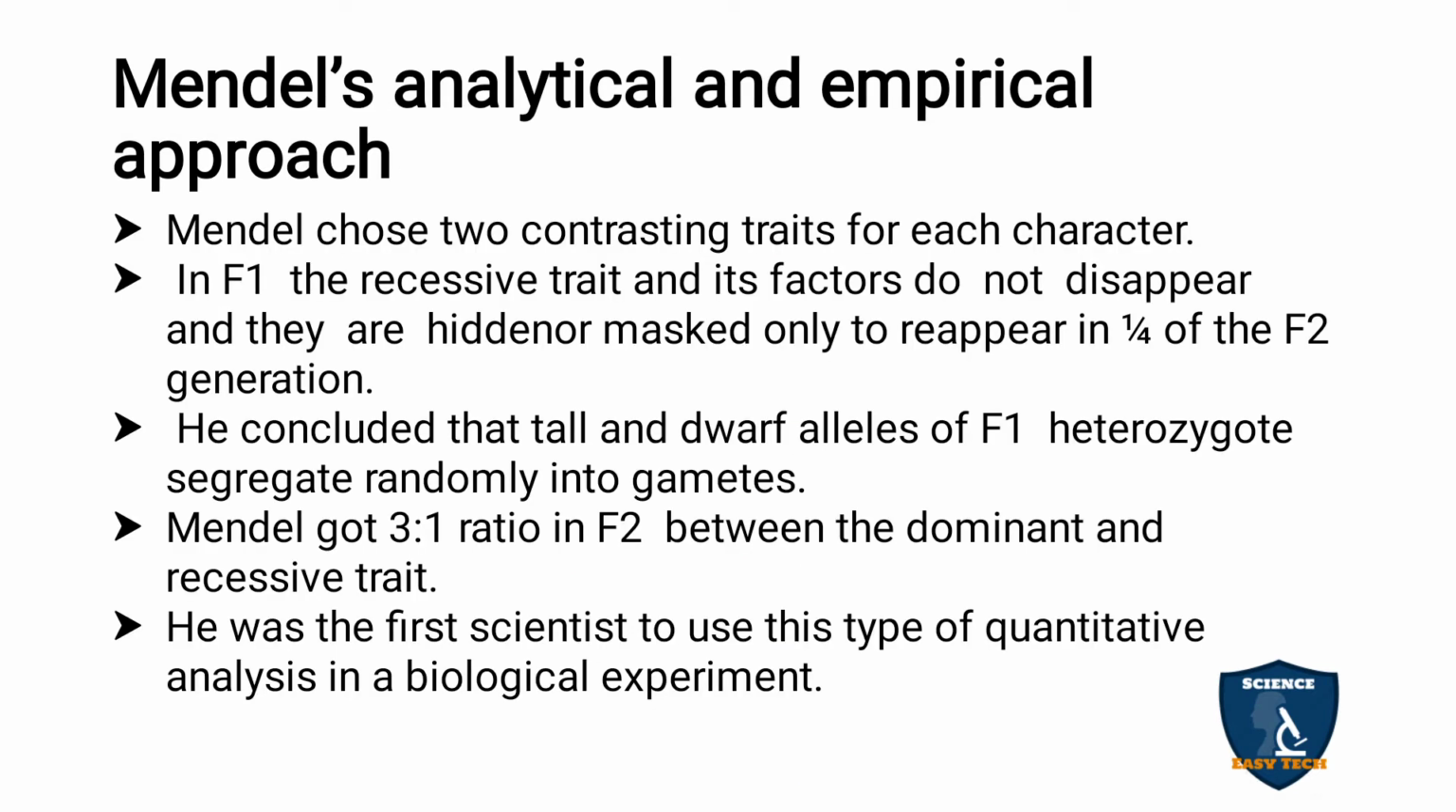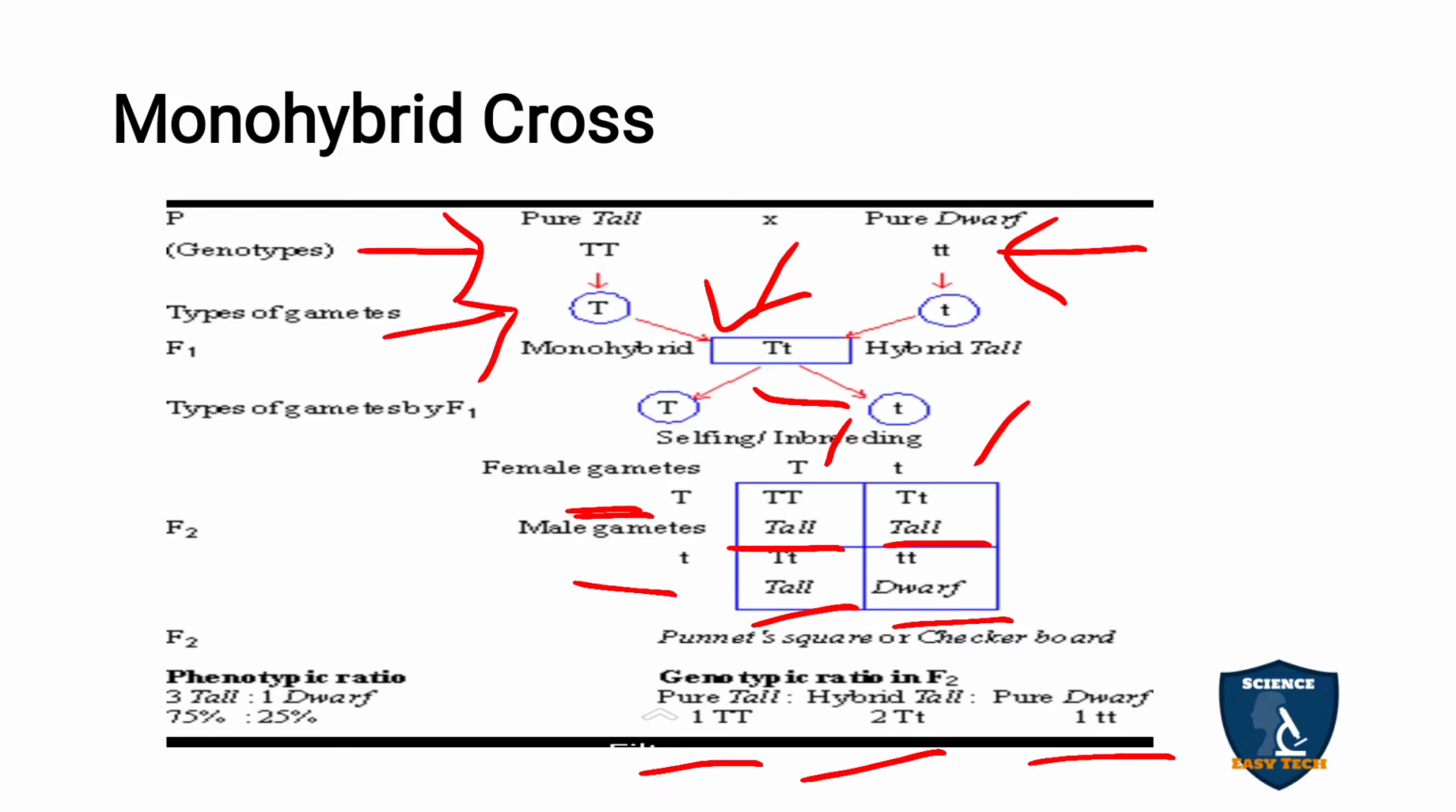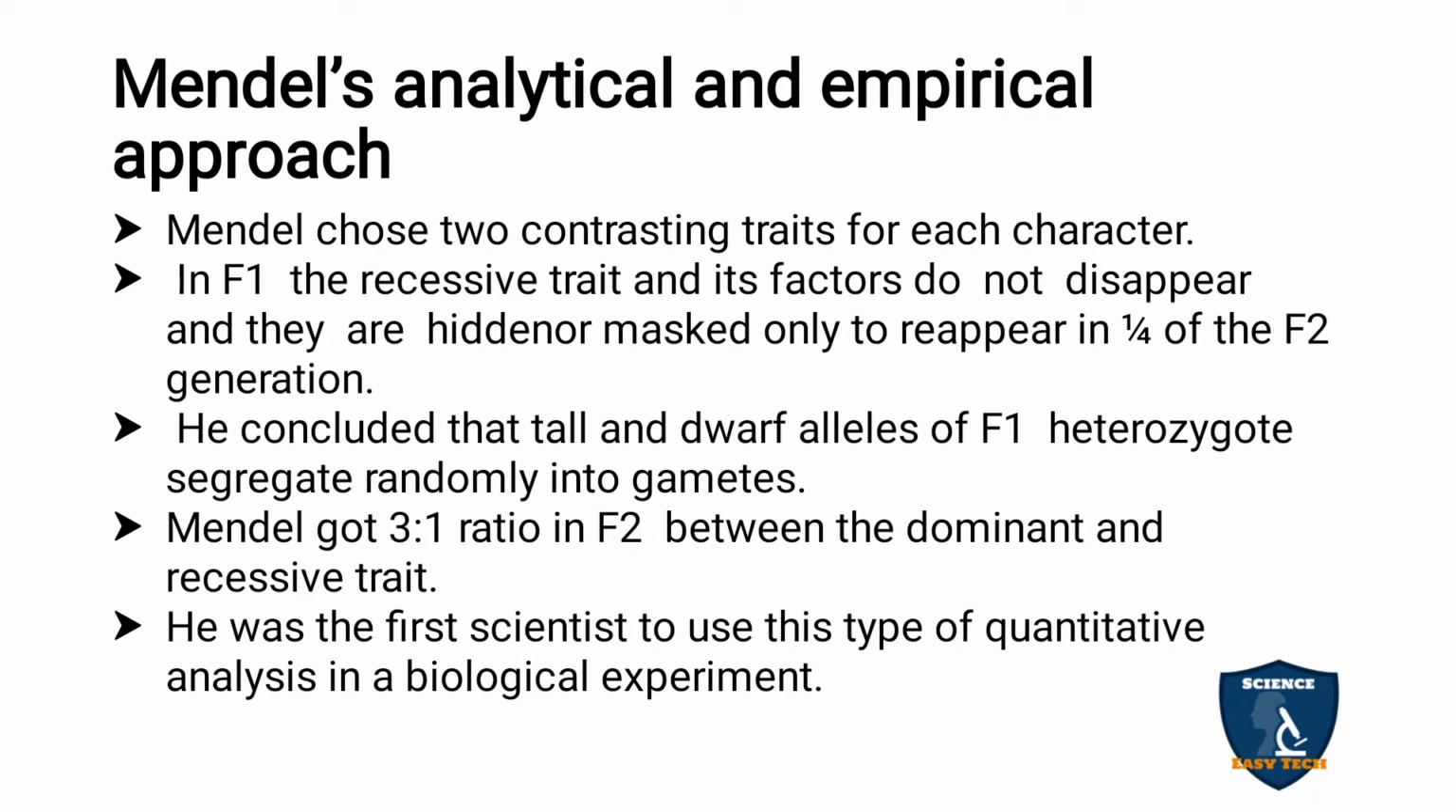In F1 you are getting a heterozygous tall plant, that is capital T small t, through the gametes. But in F2 you are getting 3 is to 1. In the F2 generation, due to gamete segregation, out of 4 in this checkerboard you are getting 1 recessive parent type. So by this he is saying that the recessive character, suppressed in F1, is exposed in the F2 generation.